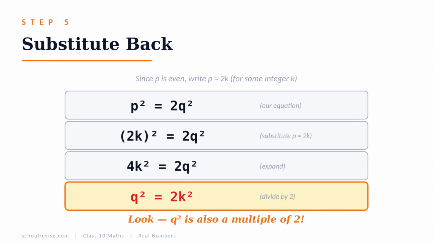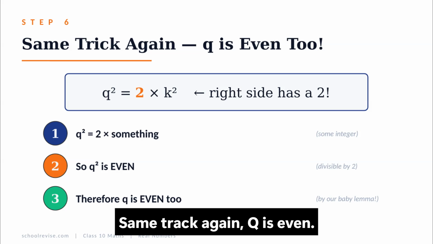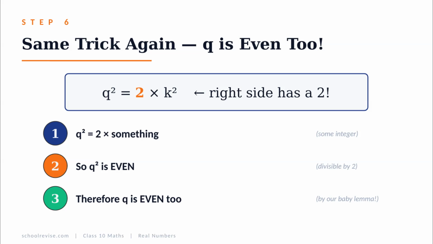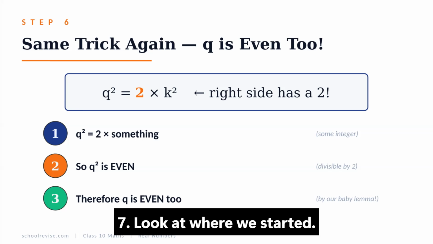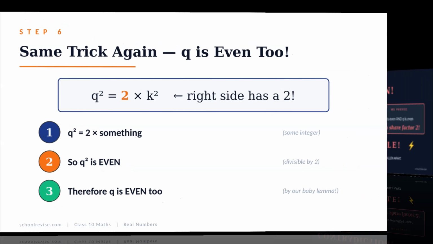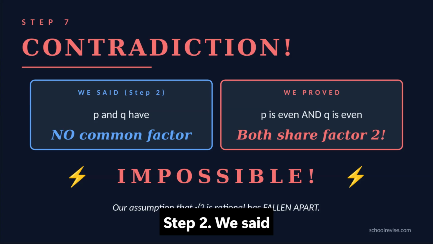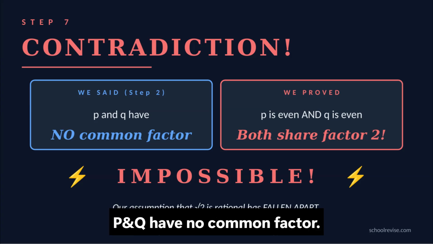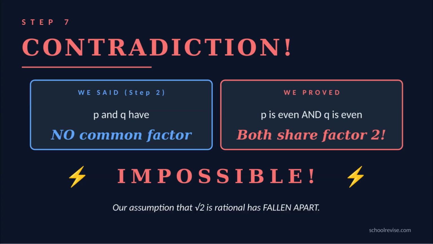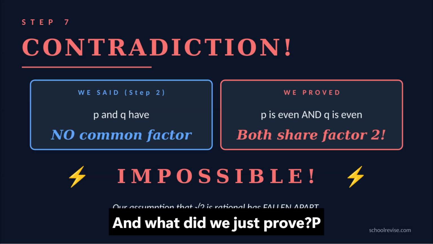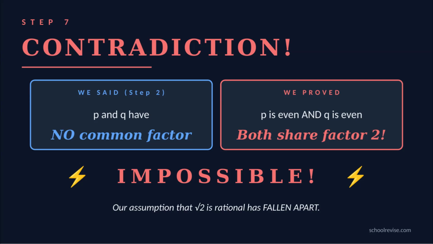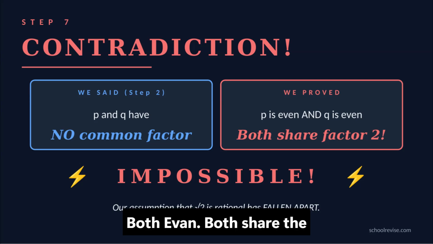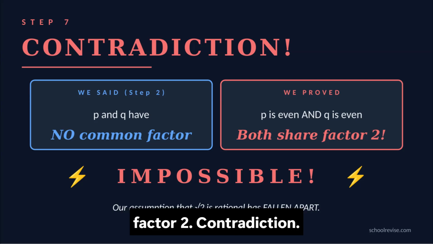Step 6. Same trick again, q square is even. Therefore, q is even. Step 7. Look at where we started. In step 2, we said p and q have no common factor. And what did we just prove? p is even, q is even. Both even. Both share the factor 2.